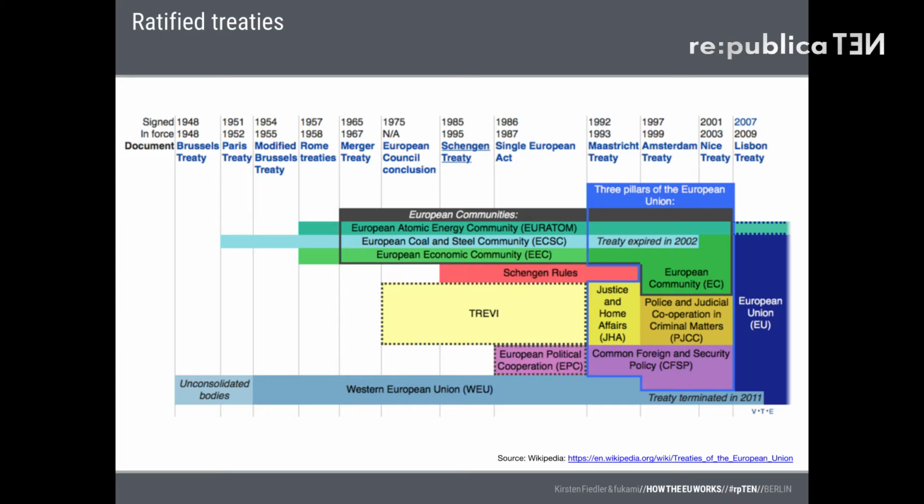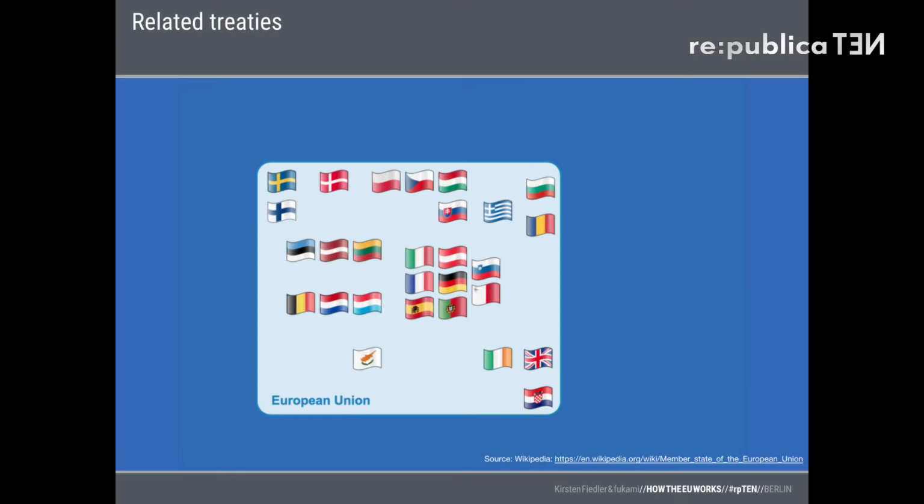But it has, in fact, a long history because it started with a military treaty and a couple of police-related things. And it got more and more countries involved, and in 2007, the Lisbon Treaty became the base for the EU as it is right now. The EU itself consists of 28 countries.